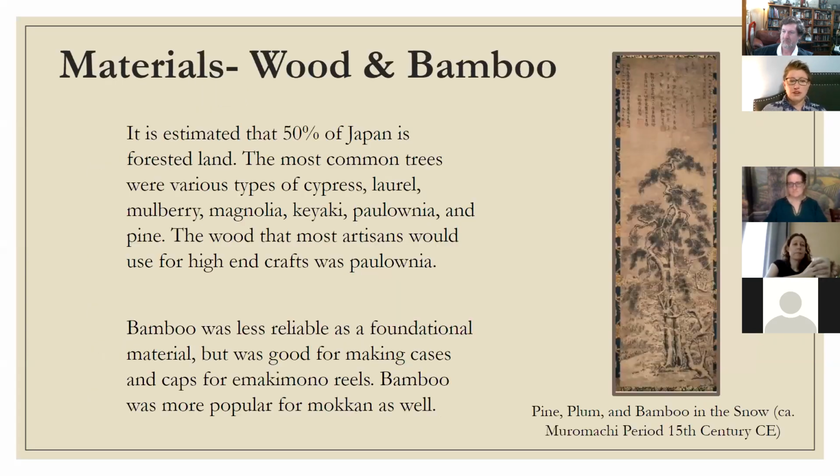So moving on, let's talk about bamboo a little bit and wood. It's estimated that 50% of Japan is forested land. The most common trees were various types of cypress, laurel, mulberry, magnolia, keaki, paulownia, and pine. The wood that most artisans would use for high-end crafts was paulownia. Bamboo was less reliable as a foundational material, but it was good for making cases and caps for makimono reels. Bamboo was more popular as mokkan as well, and mokkan we'll talk about later.